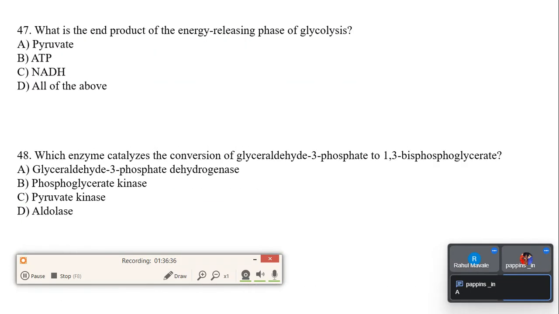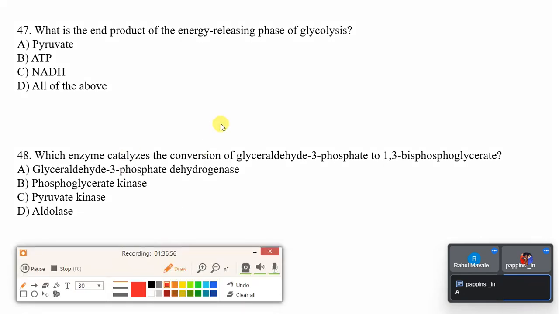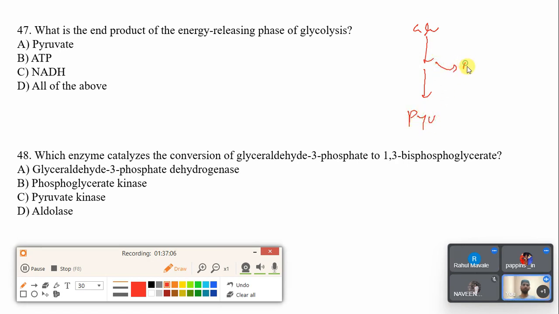The second thing is, what is the end product of the energy releasing phase of glycolysis? What is the end product of glycolysis? Yeah, it's D. When glycolysis is completed, we get pyruvate, we get ATP, and we get NADH as well. So the answer is all the above.